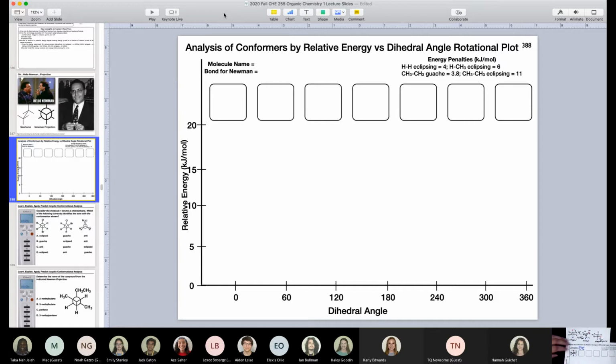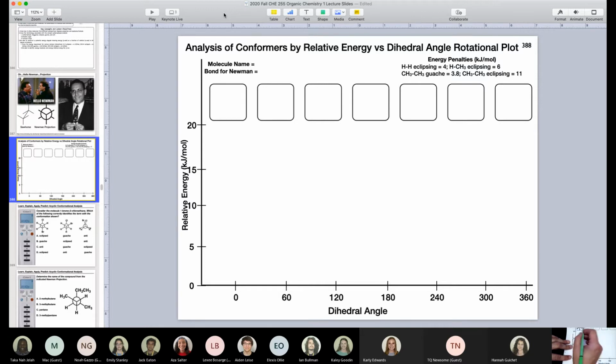So we said at staggered, again, the important thing to realize is this word here, relative. So we're saying for this one, the relative energy is 0. And so our dihedral angle, we're starting at 0 here. So basically, we're going to put a point. So at dihedral angle of 0, the relative energy is 0. So there's our data point.